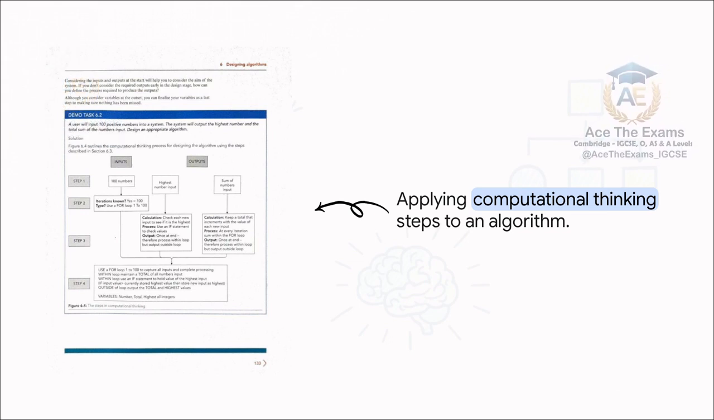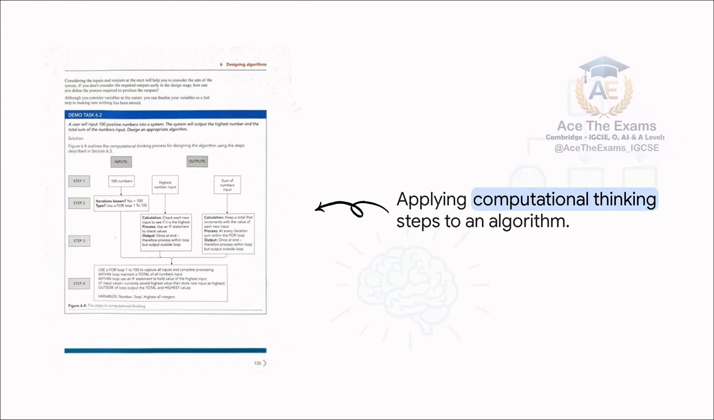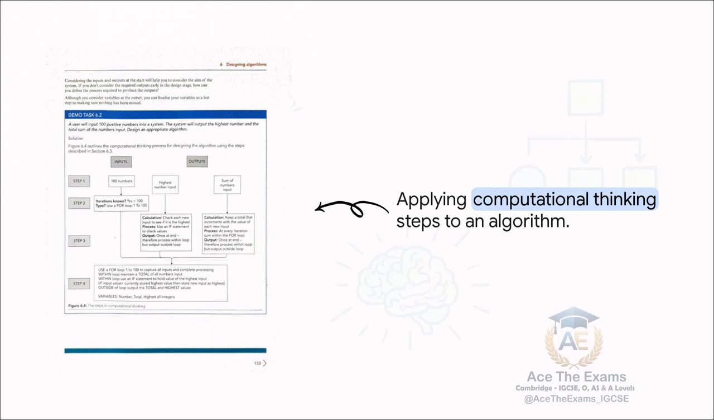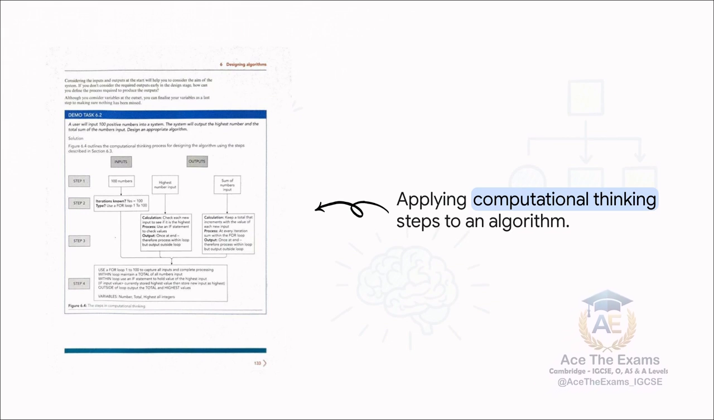Step 2, are iterations known? Yes, exactly 100, so we lock in a fixed for loop. Step 3, processing. We need an if statement to check for the highest value and a running total calculation. Step 4, sequence. The for loop captures the inputs, but the final outputs happen safely outside the loop at the very end. Now let's play Find the Flaw.